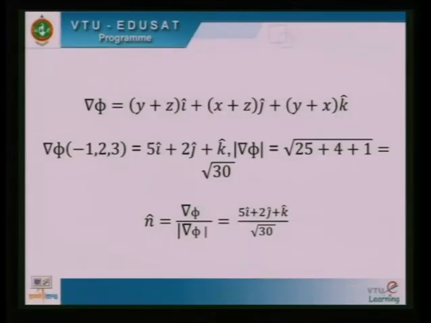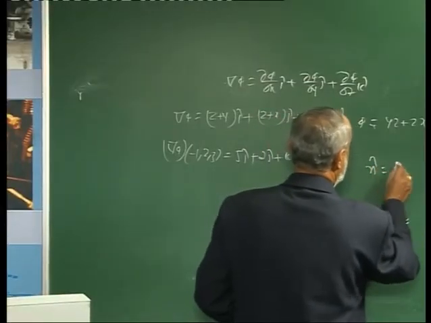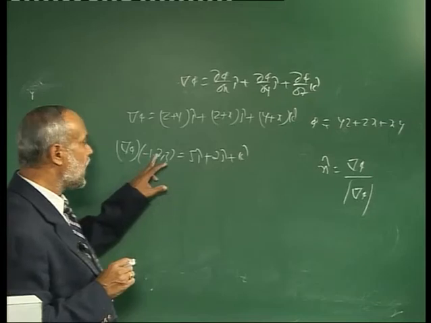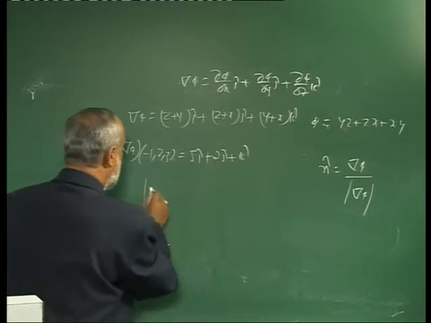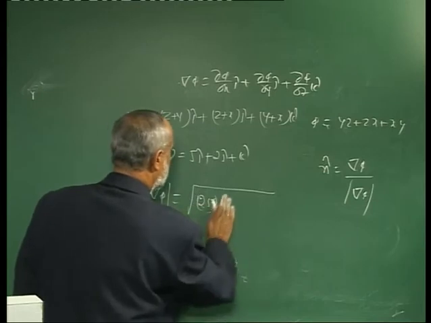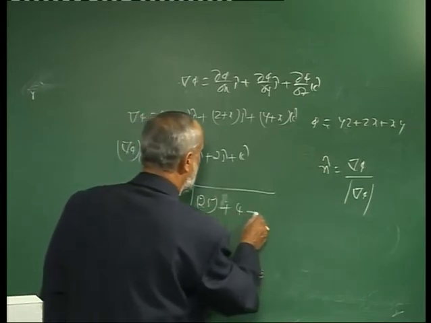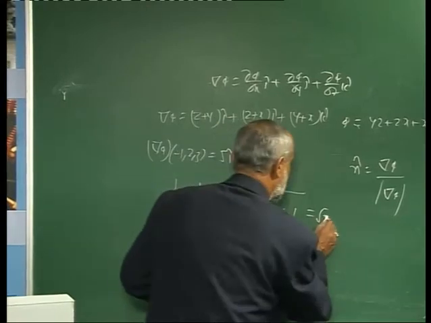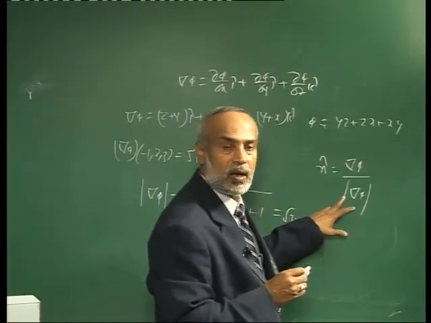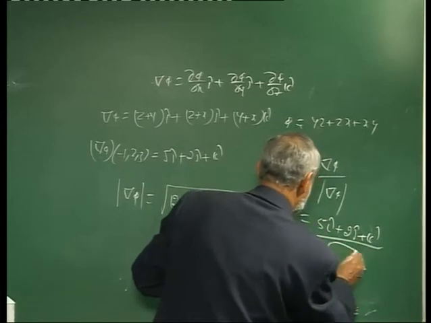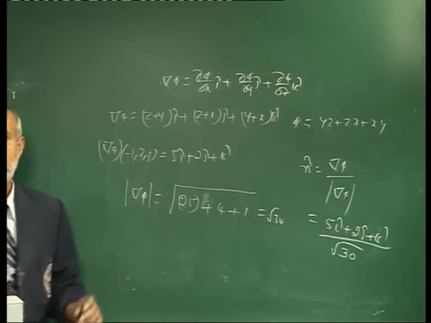Then you have to find the unit normal to the surface, and our formula is n cap = gradient of phi divided by modulus of gradient of phi. You know the gradient of phi at the point (-1, 2, 3). Now modulus of gradient of phi equals the square root of 5 squared, which is 25, plus 2 squared, which is 4, plus 1 squared, so the root of 25 + 4 + 1 is root 30. Now substituting, n cap = (5 i cap + 2 j cap + k cap) divided by square root of 30. This is the required result.